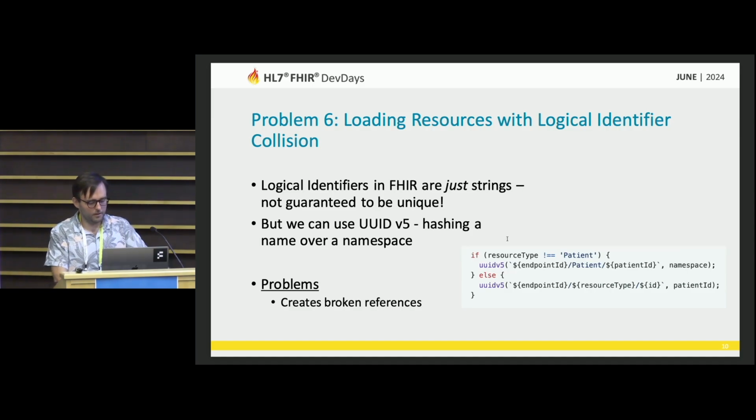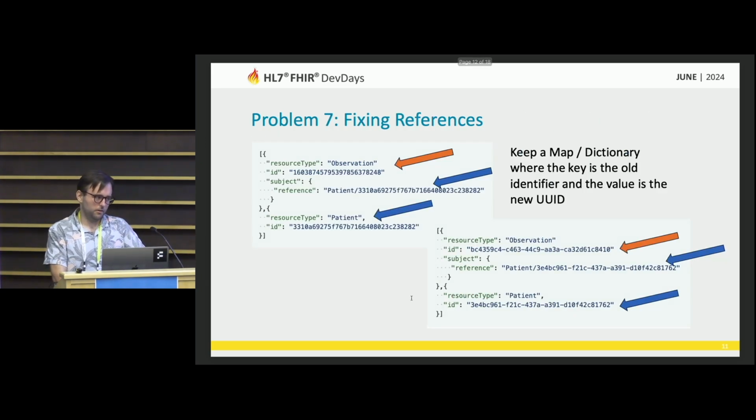Okay, but that creates broken references. If I'm rewriting logical identifiers, every reference to the old logical identifier that I've processed will be broken. Okay, so we need to fix all of the references in all of the resources. This is not such a hard problem. We can keep a map where the key is the old identifier, and that maps to our new UUID v5. So this problem is more annoying than it is difficult to solve.